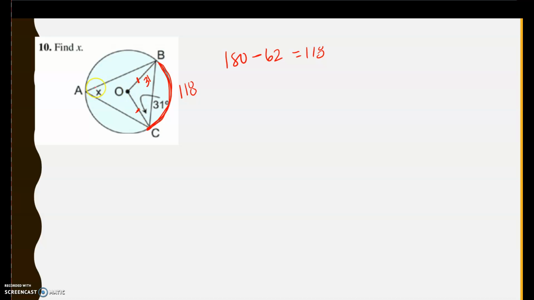The question asks me to find the value of angle x. Angle x is an inscribed angle. The vertex is on the circle. And your inscribed angle is going to be half of the arc that it makes, which is going to be 118 divided by 2, which means x is going to equal 59.